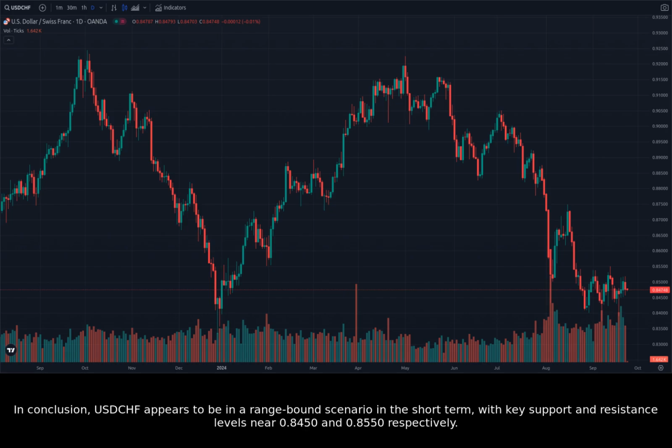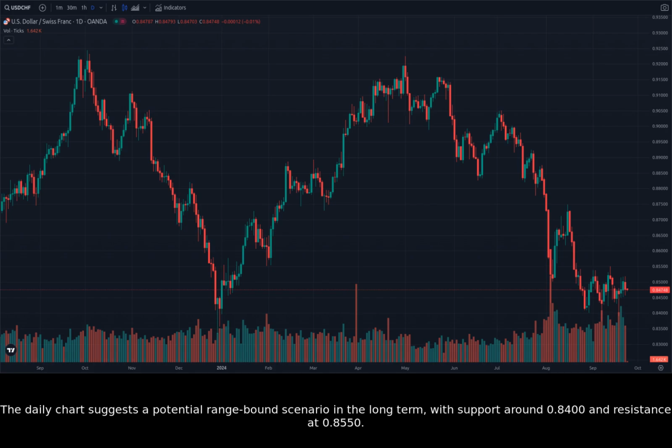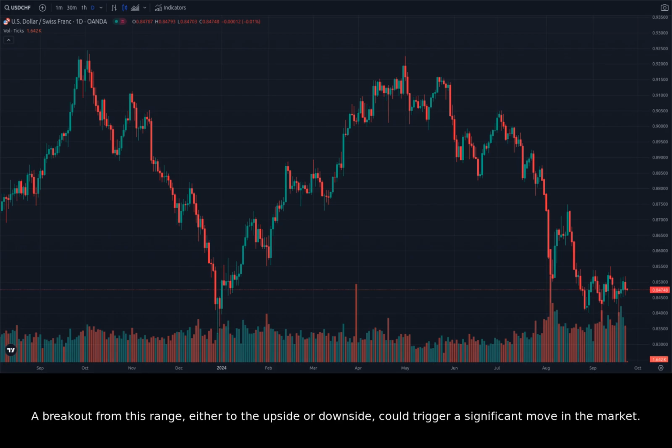In conclusion, USDCHF appears to be in a range-bound scenario in the short term, with key support and resistance levels near 0.8450 and 0.8550 respectively. The daily chart suggests a potential range-bound scenario in the long term, with support around 0.8400 and resistance at 0.8550. A breakout from this range, either to the upside or downside, could trigger a significant move in the market.